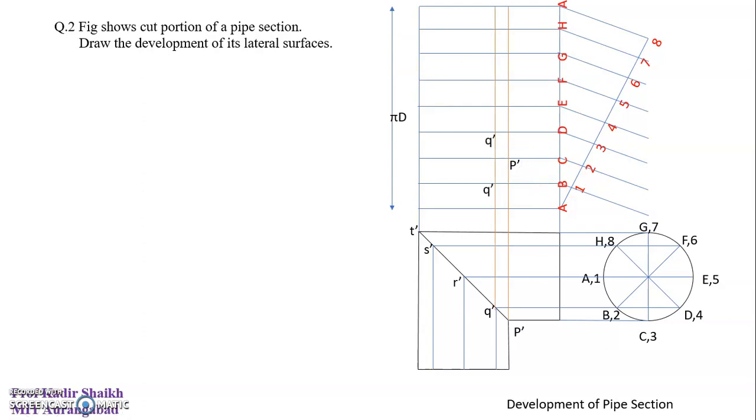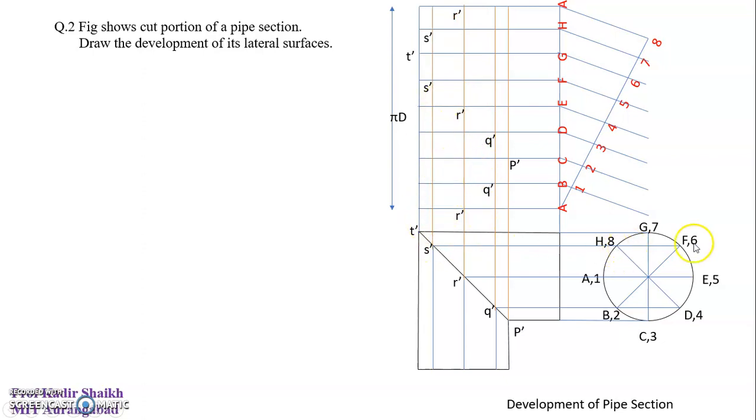Similarly project Q dash. As Q is on B2 and D4, so B and D, Q is on B2 and D4. Similarly project R dash. As R is on A and E, similarly it should be on A, E and A. So I have projected cutting point R dash. Project S dash and T dash.